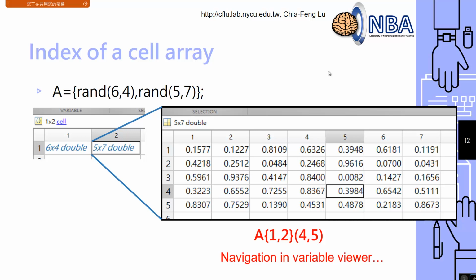Again, I just want to emphasize, for a structure array, we do have the field. So we use the period followed by the field name, right? But for a cell array, we only use the curly brackets. We use the curly brackets to get the value, okay? But again, we always follow with parentheses to do the indexing.